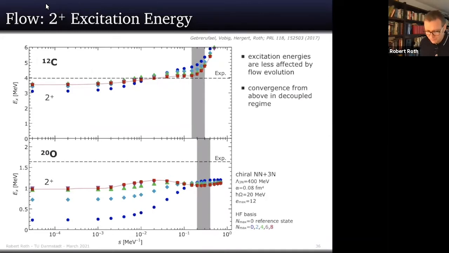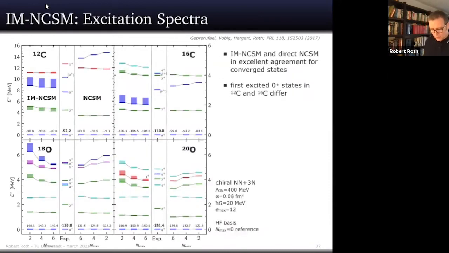Therefore, there are also calculations of excitation energies being published where there's no chance whatsoever to converge the ground state, because these energy differences are more stable with respect to Nmax. So you can use this method, the in-medium NCSM, to compute spectra and to compute the complete spectroscopy. That means also all the transitions, electromagnetic moments. It requires that you treat all the operators that you need consistently, also in this in-medium evolution.